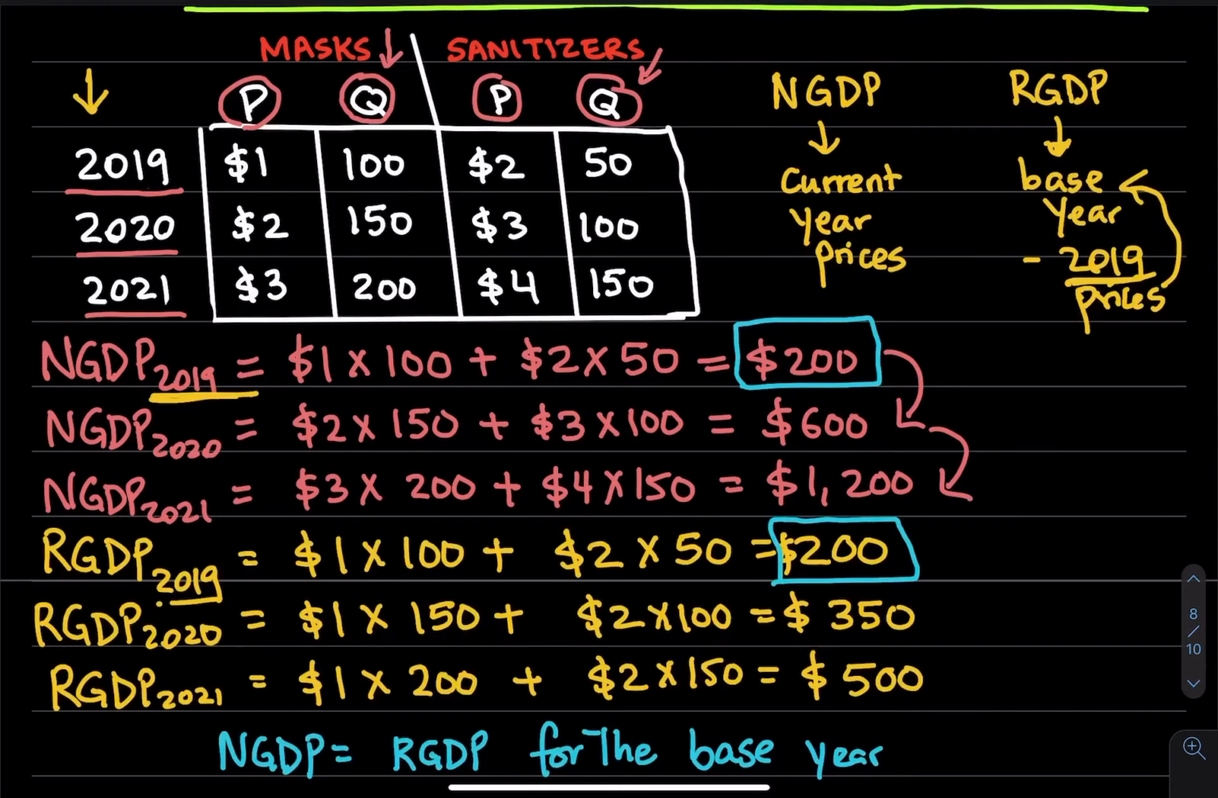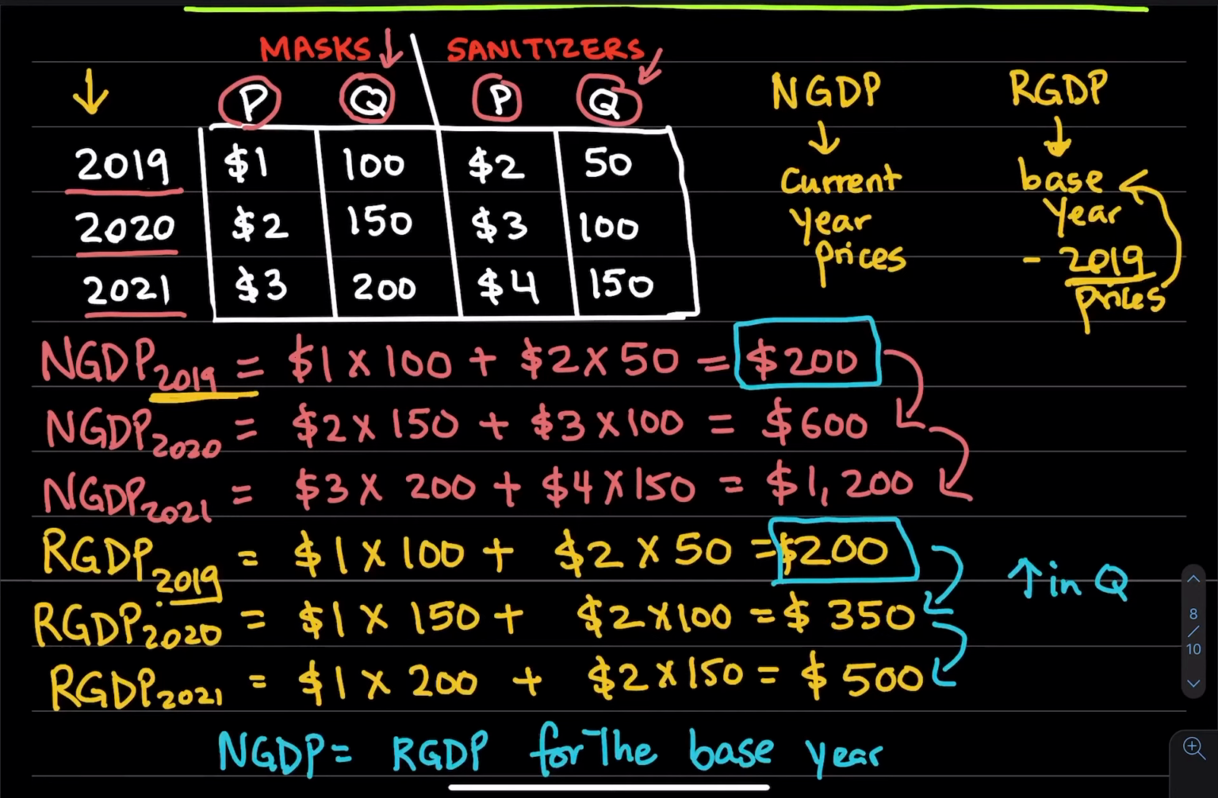But notice when we're computing real GDP, the real GDP is also rising from one year to the next, but the change is not that much. It's less than before, let's say, when we are comparing this to nominal GDP. And this is happening because the increase in real GDP can be attributable to an increase in quantities that are produced of masks and sanitizers only, because we are fixing the price of these goods.